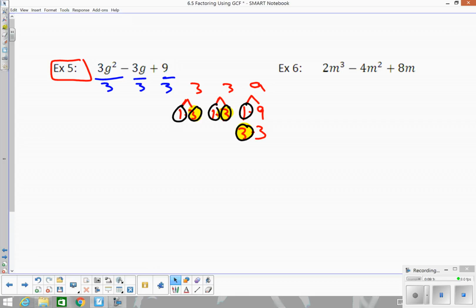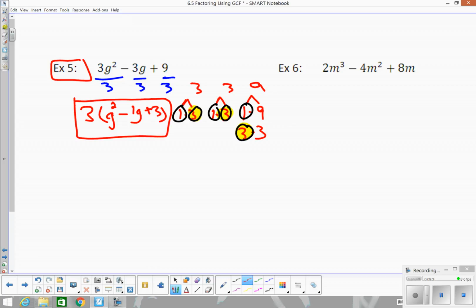So now when I divide down, I'm going to get what's in my parentheses. 3 divided by 3 is 1. I'm left with g squared. Negative 3 divided by 3 is negative 1g. Okay. Positive 9 divided by 3 is positive 3. Take my 3 and put it on the outside. That's my factored form.